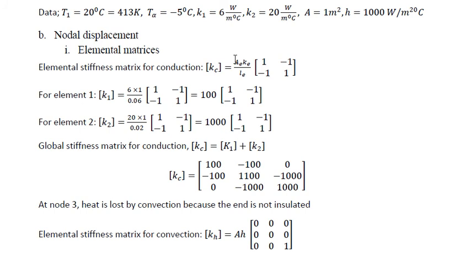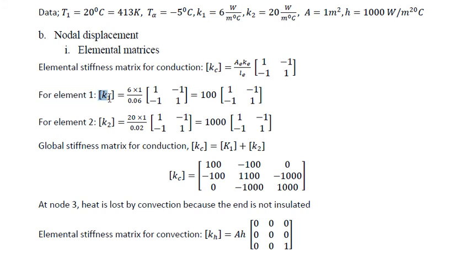In bars it is AE by LE [1 -1; -1 1], but in heat transfer it is AK by LE [1 -1; -1 1]. Now since we have two elements, it is determined for two elements.